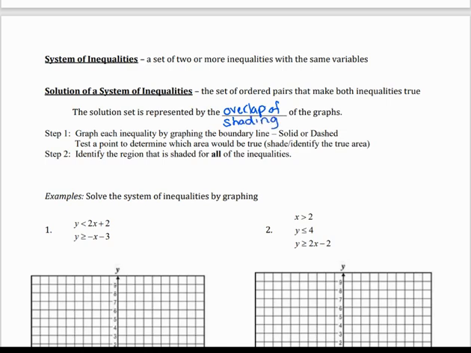Okay, so we're going to graph our lines. We're going to make sure that we use a solid or dotted line for the boundary. If we're included, so greater than or equal to, or less than or equal to, we'll use a solid line.